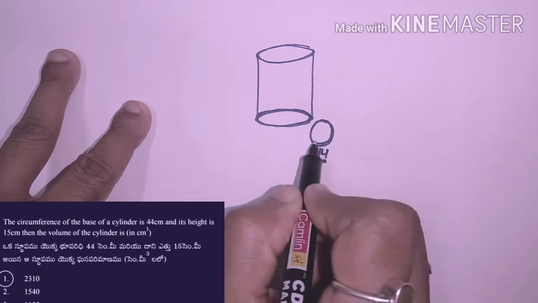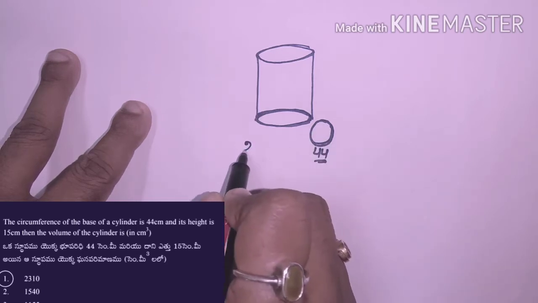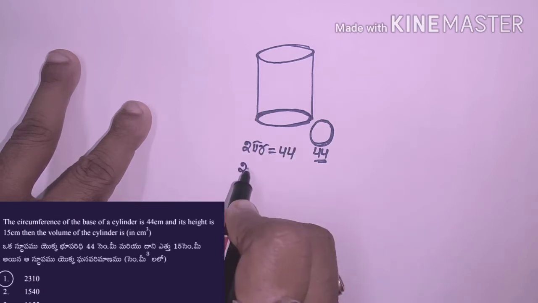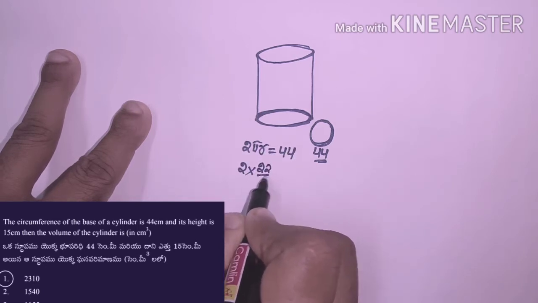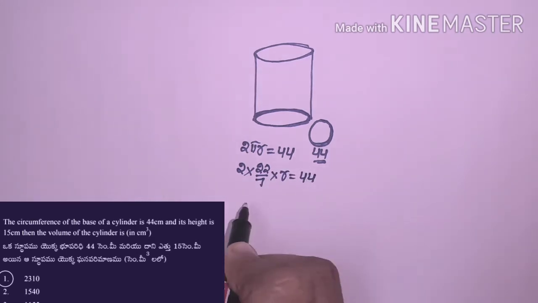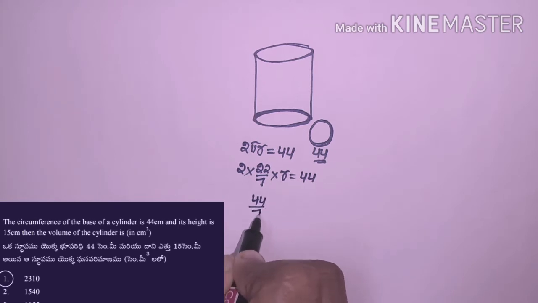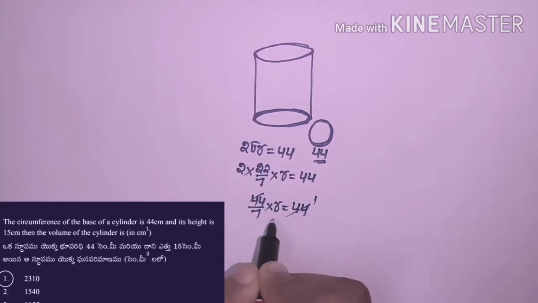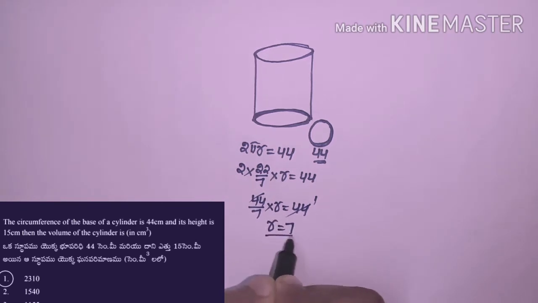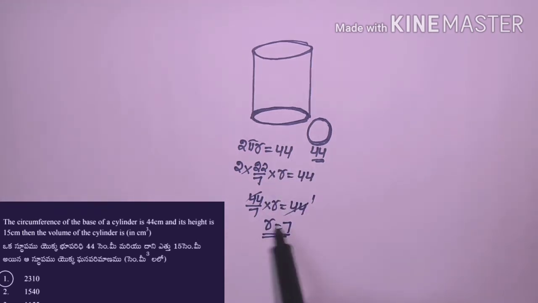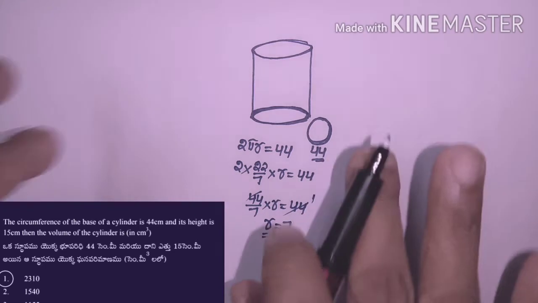What is the circumference of the circle? 2 pi r. So given that 2 pi r is equal to 44. 2 into what is the pi value? 22 by 7. 22 by 7 into r is equal to 44. That is 44 by 7 into r is equal to 44. Here these are cancelled, then the value of r is equal to 7. So from the given data we find the value of r is equal to 7 here. r is nothing but the radius of the cylinder.